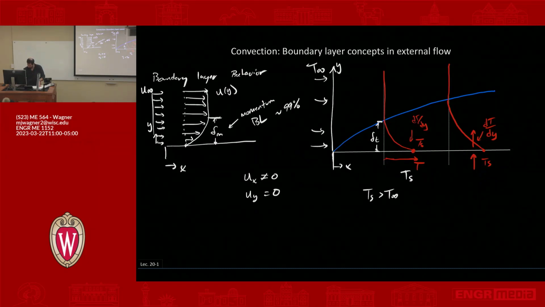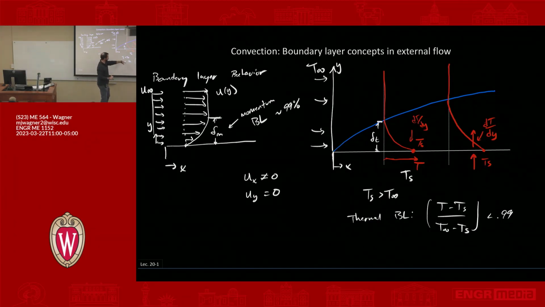What else can I say about this? For the thermal boundary layer, we would say that where (T minus T s) over (T infinity minus T s) is less than 0.99, that's our criteria. I guess it would be an absolute value, because it would be flipped for this case. Where there's a disturbance of less than 1% of this normalized temperature, that's where your boundary layer exists. Okay, so just conceptual stuff so far.